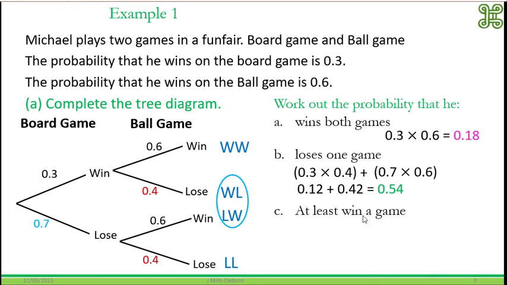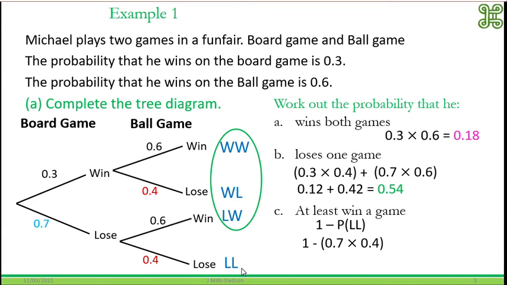At least win a game. When you say at least win a game, that means you win only 1 game or you win all the games. So it's here we win 1 game, we win 1 game, we win all the games. We're looking for these 3 options. But the easy way of working these 3 options is to work out this simple option and take it away from 1. Remember, we said all together should add up to 1. So if you want only these 3 answers, work out lose and lose and take your answer away from 1. That's easier, and that gives us 0.72.